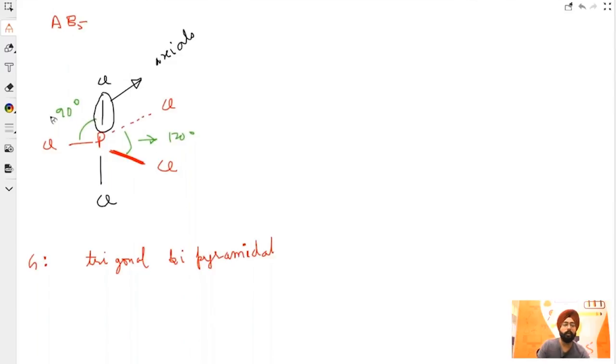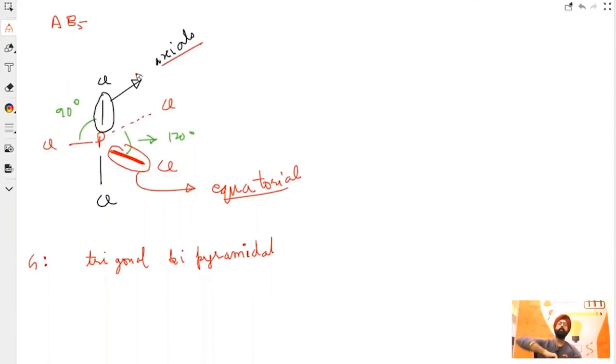So these are known as axial bonds, and the 3 red ones that I've made are known as equatorial bonds. Equatorial because equator is the center. So in the center you have equatorial bonds. On top and bottom you have axial bonds. As you can see over here, this visualization is better now.